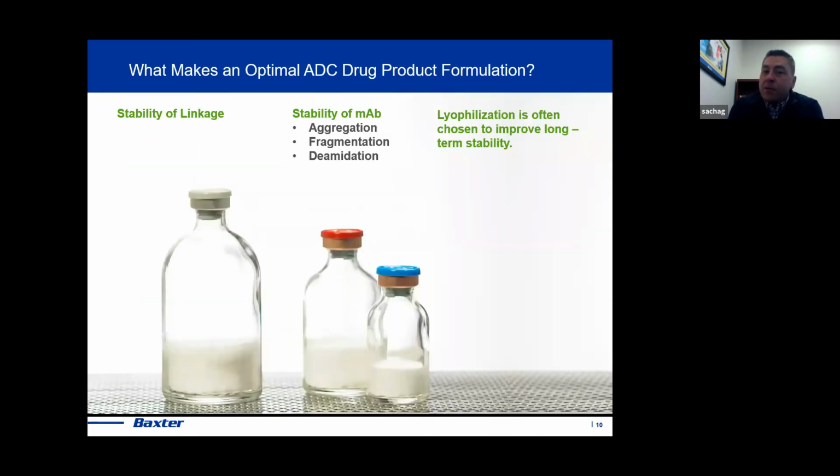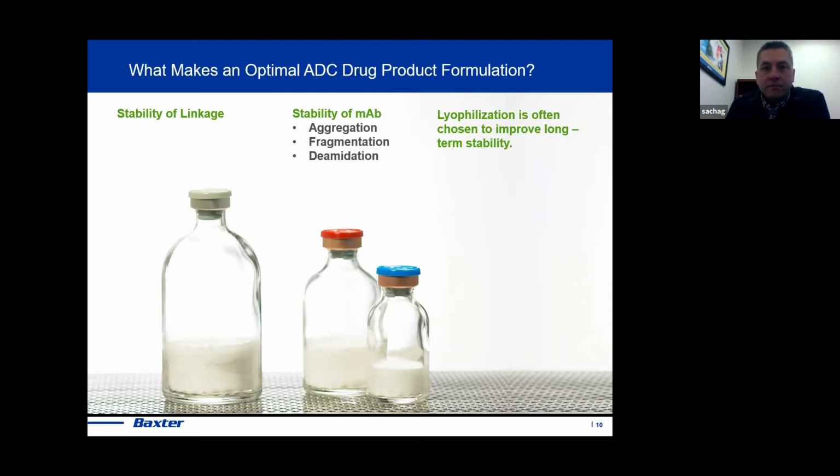So what makes an optimal ADC drug product formulation? Well, first, once we formulate it and process it, that linker system must still remain stable. Again, just to mention, older linker systems, which are still available, tend to not stick as well. What that means is that when working with those older linker systems, you would have to treat it as a category 4 compound per SafeBridge. And that means working with them in isolators. Otherwise, you risk the health of the people working with them.